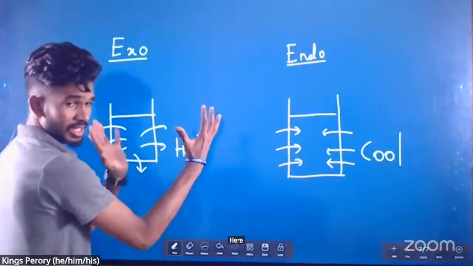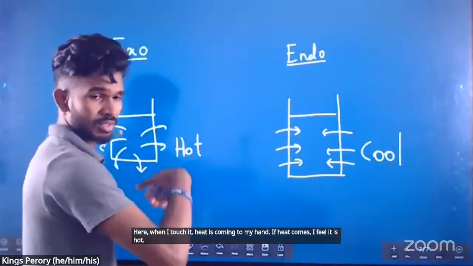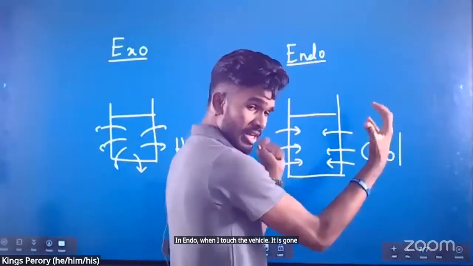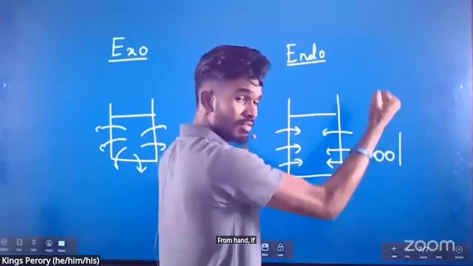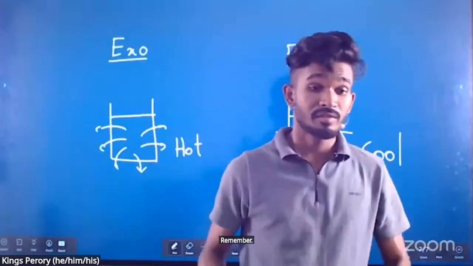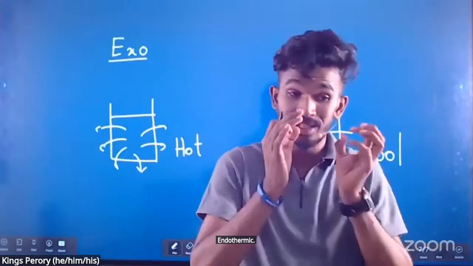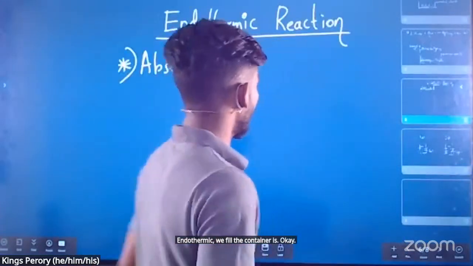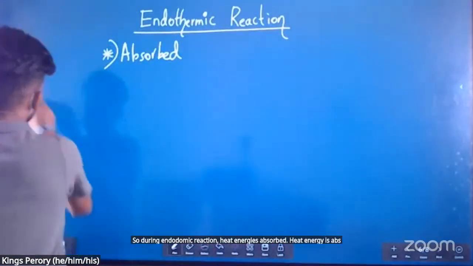In exothermic, when I touch it, heat is coming to my hand. If heat comes, I feel it is hot. In endo, when I touch the beaker, heat is gone from my hand. If heat goes out from the hand, what I feel is cool. Remember, exothermic, we feel the container is hot. Endothermic, we feel the container is cool. So during endothermic reaction, heat energy is absorbed.